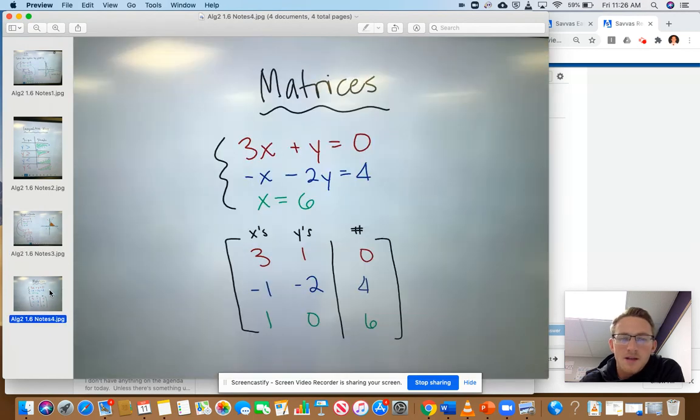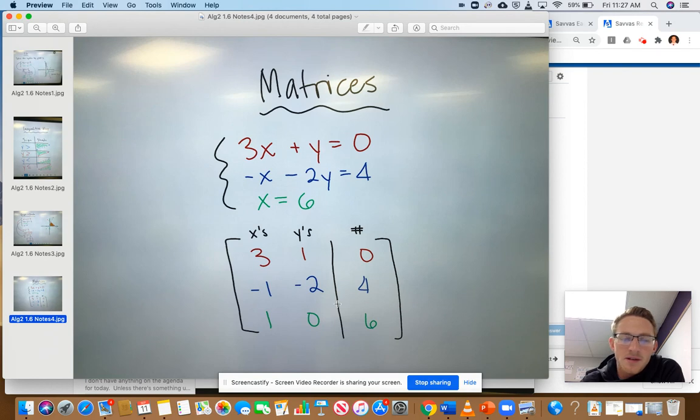Last kind of concept, we have matrices. So we're going to have a system of equations. We have x, y, and a constant or a number, and we just want to create a matrix down here. So in the red equation, 3x plus y equals 0. We're taking the coefficients, 3, the imaginary 1, because we have 1y and 0, and we're just plugging them into a matrix. Where the equal signs are, I like to draw a solid line.